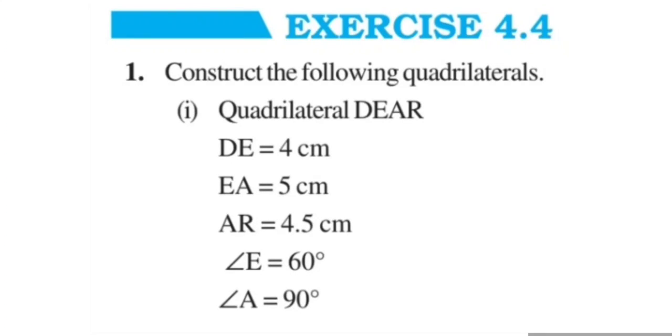Now scholars, see exercise 4.4. Question number 1. Construct the following quadrilateral, and the first one is quadrilateral DEAR. So DE is given 4 centimeter, EA is given 5 centimeter, AR is equal to 4.5 centimeter, angle E is equal to 60 degree and angle A is equal to 90 degree.